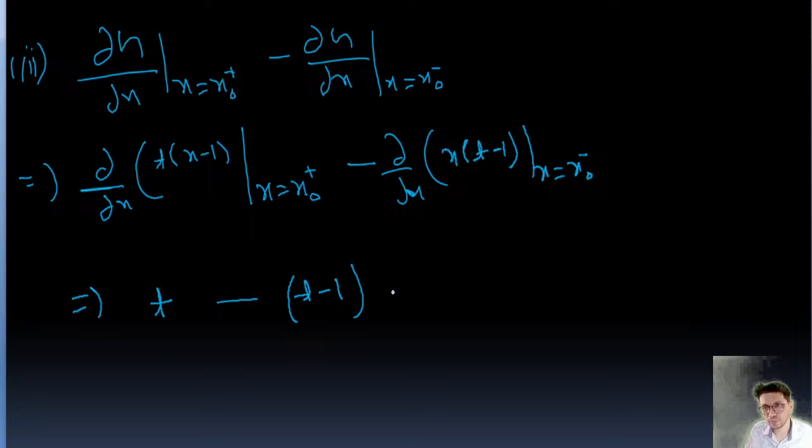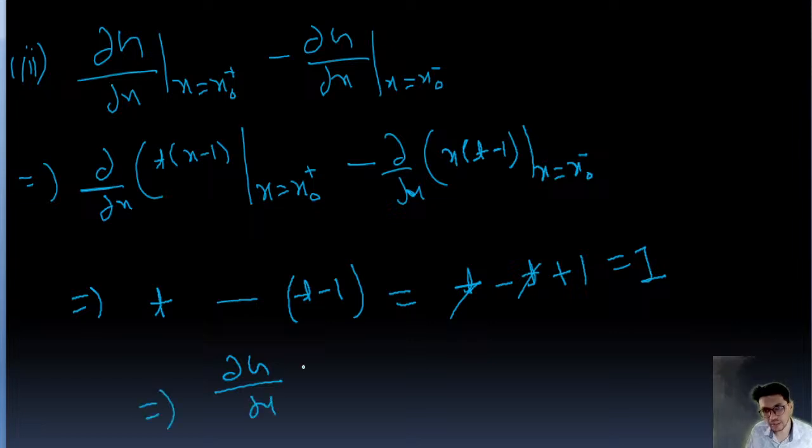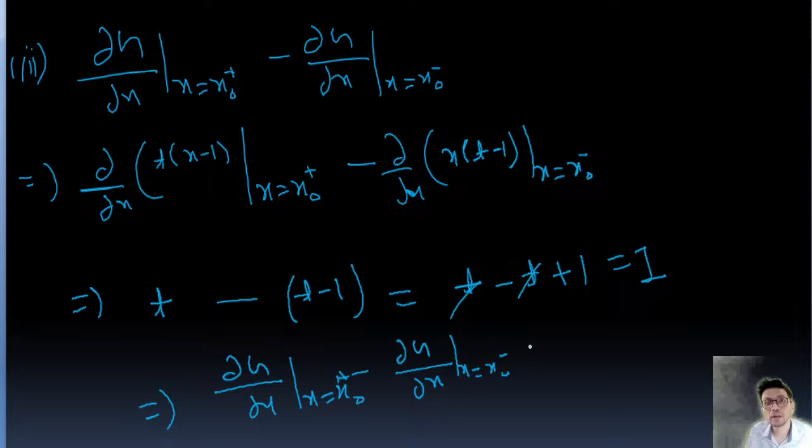X naught. So we'll solve it. So this value is going to be t minus t plus 1, right? So this value is 1. So we can see del g over del x at x equal to x naught plus minus del g over del x at x equal to x naught minus, this value is equal to 1, which implies the third condition is also satisfied, right?